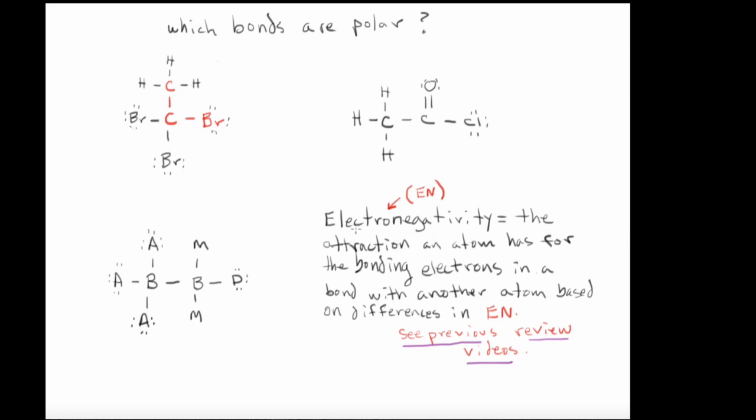First off, let's just review quickly the definition of electronegativity. This is the attraction an atom has for the bonding electrons when it's in a bond with another atom, based on differences in electronegativity. And I produced a video that had a periodic table with electronegativities in it. And then I went through a whole bunch of different examples.